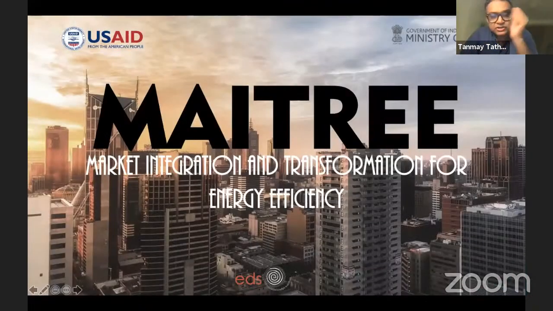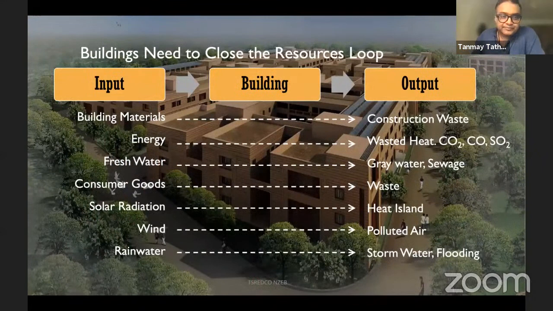A lot of what I'm talking about today comes from our experience of working on this project called METRI, which is Market Integration and Transformation for Energy Efficiency. It's a project focused on efficiency and renewable energy integration in buildings, cooling, and you can find some of this information on the METRI website. So let's begin. Why are we interested in net zero?